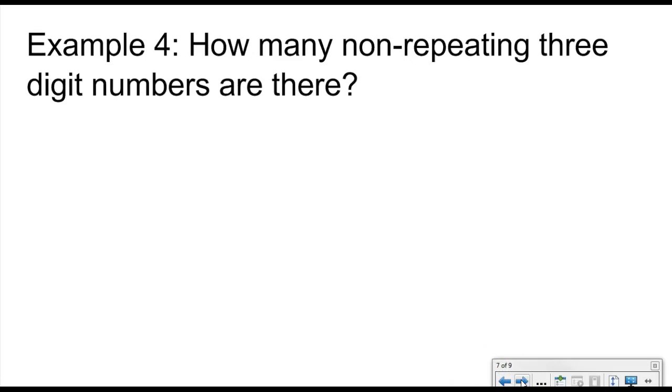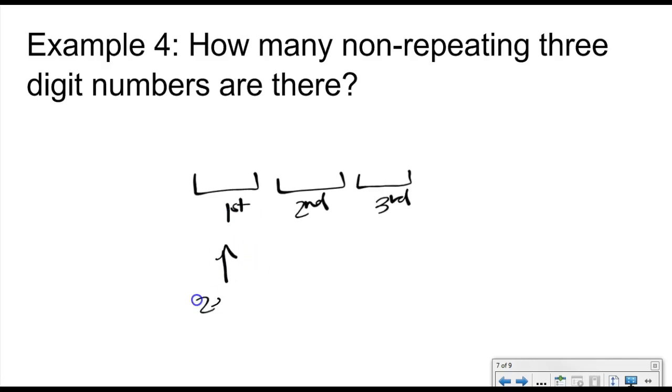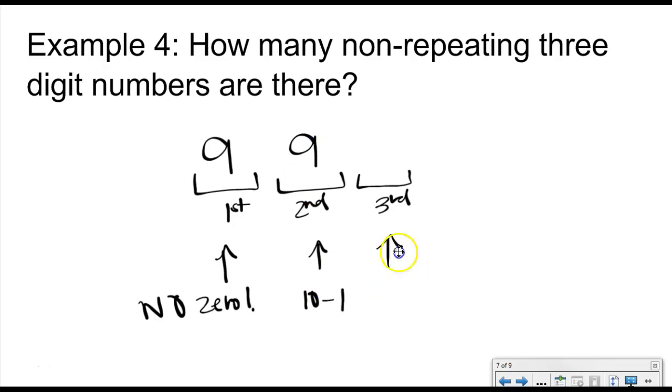How many non-repeating 3-digit numbers are there? So I have my 3 digits. And what do I know about a number? The first digit cannot be 0. So if it can't be 0 and I have a base 10, there's 9 numbers left. For this number, I have 10 numbers, but I cannot repeat. 10 minus 1, there are 9 options. For this number, I now only have 9 numbers left. So now I do 9 minus 1, which is 8.